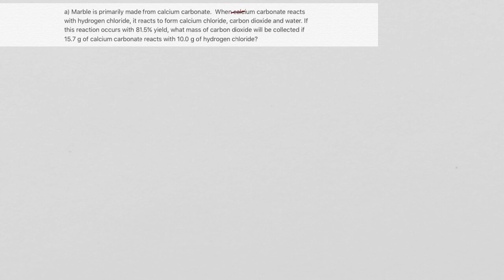It says when calcium carbonate reacts with hydrogen chloride. Calcium carbonate is ionic, so we crisscross to get the formula, and you should get CaCl2. Reacts with hydrogen chloride. Hydrogen chloride, you may be wondering why we don't call it hydrochloric acid, and it's just saying that it hasn't been dissolved in water yet, so it hasn't become an acid. Formula looks the same though.